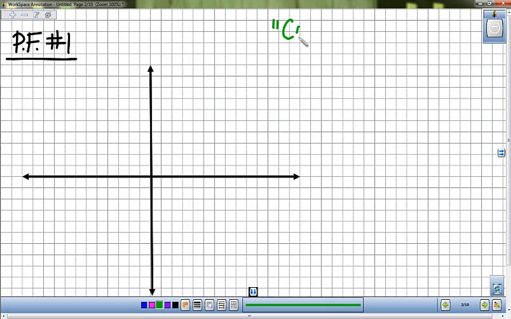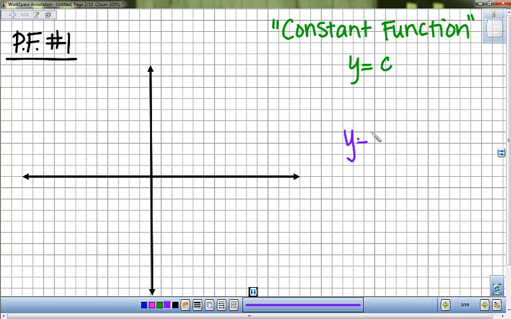The first one we're going to talk about is the constant function. This is the most basic, and it's just y equals any number. We'll call it C for constant. Okay, so just to give you an example, we'll choose a value. Let's say y equals 4. And remember, any constant that's y equals is just going to cross the y-axis at this number. So at 4 would be your y-intercept.